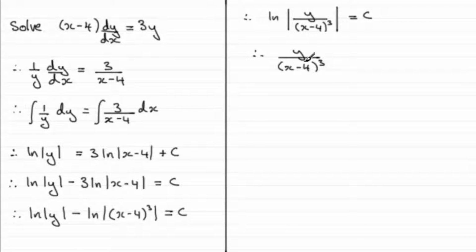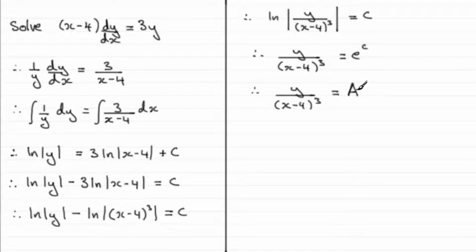If we anti-log both sides, this becomes y over x minus 4 all cubed, and it equals e to the power c. Now e is a constant, and so is c, so this constant raised to a constant is also going to be a constant, and so what we tend to do is amalgamate that into one constant. So we've got y over x minus 4 all cubed equals a constant, and I can call it any letter I like. I'm going to go for the capital letter A. We do tend to use capital letters for constants.